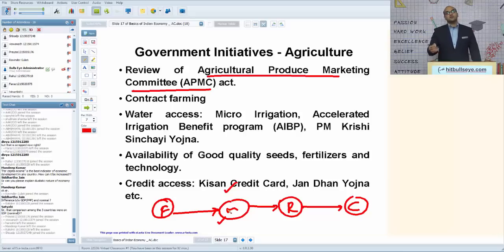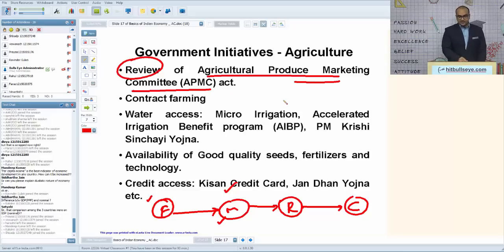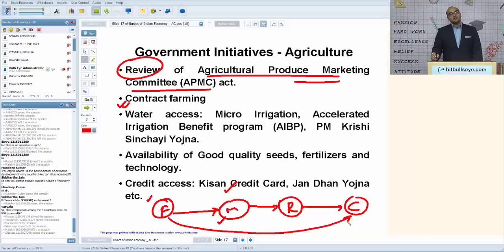has a large number of problems. It has a large number of middlemen and intermediaries who are exploiting our poor farmers and giving them the least possible compensation. So this particular act which regulates this process is being reviewed to make it more friendly for our farmers. One of the proposals in this case is that of contract farming. Now this will allow a farmer to directly sell his or her own goods to the customer.